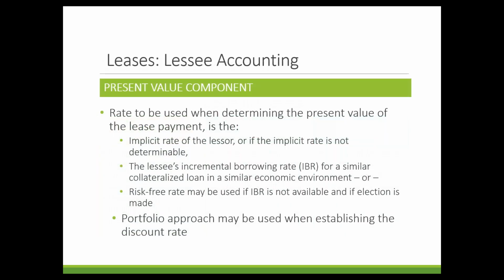So I've mentioned present value a couple of times now. So how do we determine that? How do we determine what the rate we're going to use is? It's relatively simple. You're either going to use the implicit rate of the lessor, which you're probably not going to know. So you're then going to use your incremental borrowing rate, and that's for a similar loan with similar terms and similar economic conditions. Or if your incremental borrowing rate is not available, you can also use the risk-free rate, and you have to make an election to do that. And you can also use a portfolio approach when doing this to simplify your accounting.